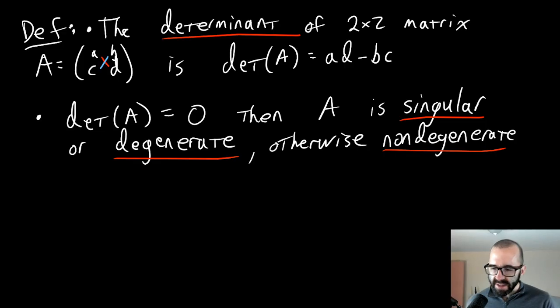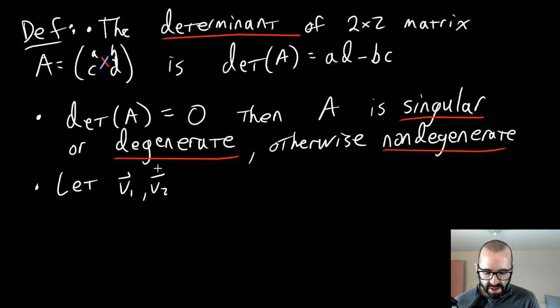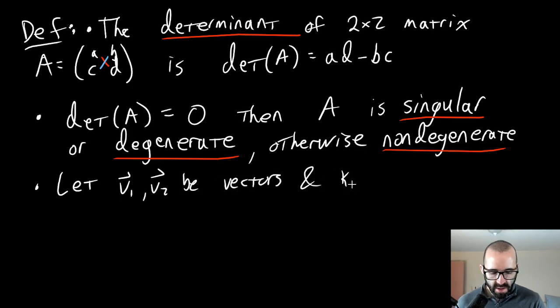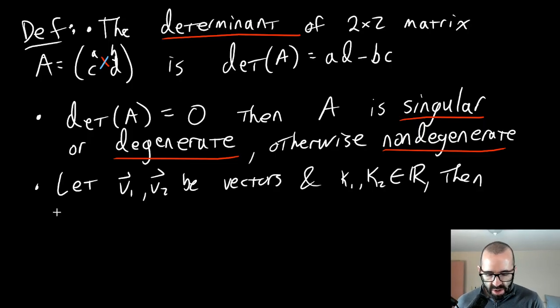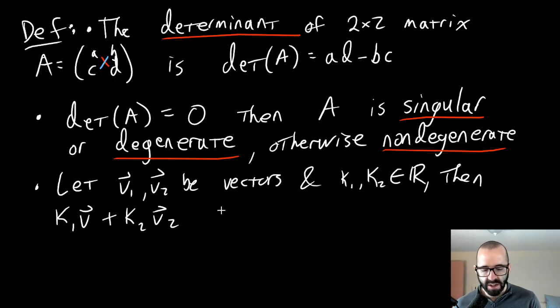All right, last couple things that we're going to talk about is some vector stuff. If we have two vectors, we'll call them v1 and v2, and two constants, k1 and k2, these are both real valued constants, then if we multiply a constant times a vector and add it to the other constant times the other vector, that's known as a linear combination.